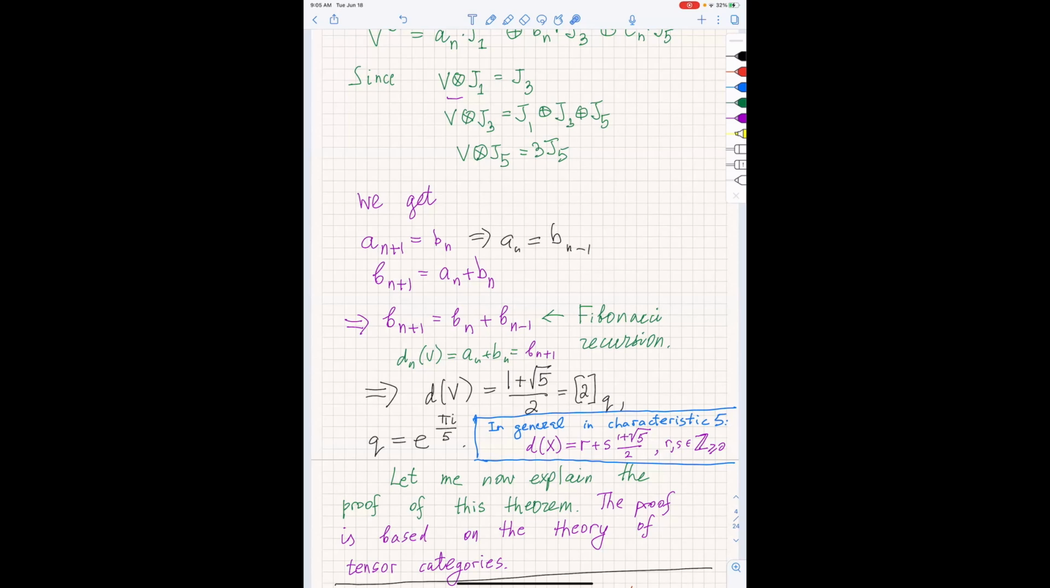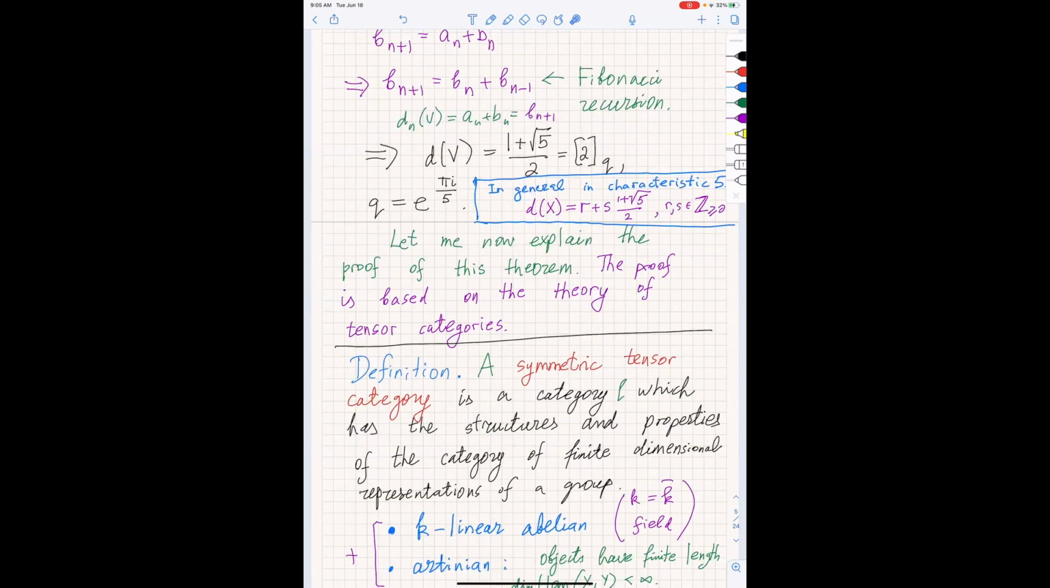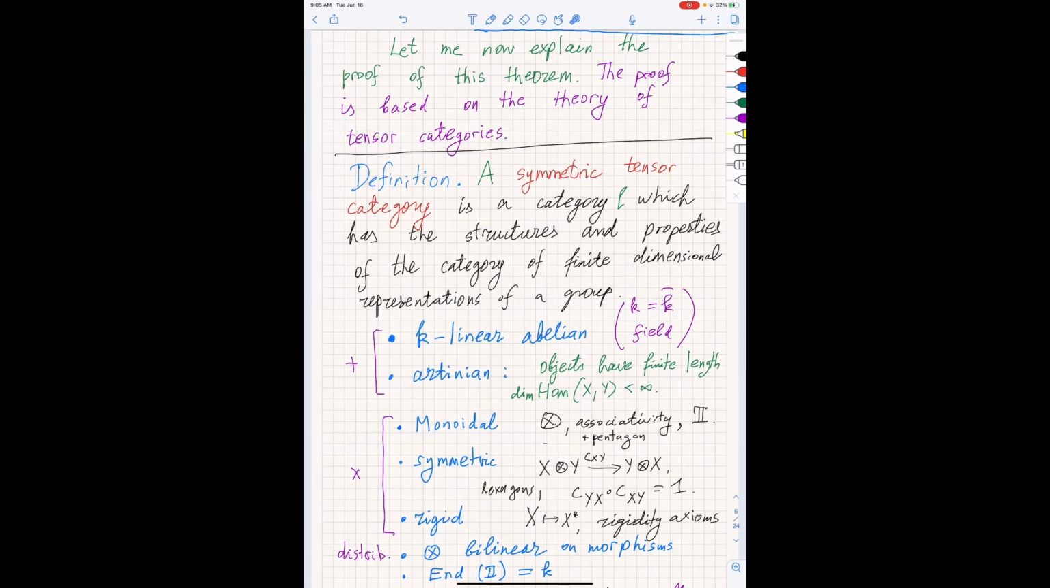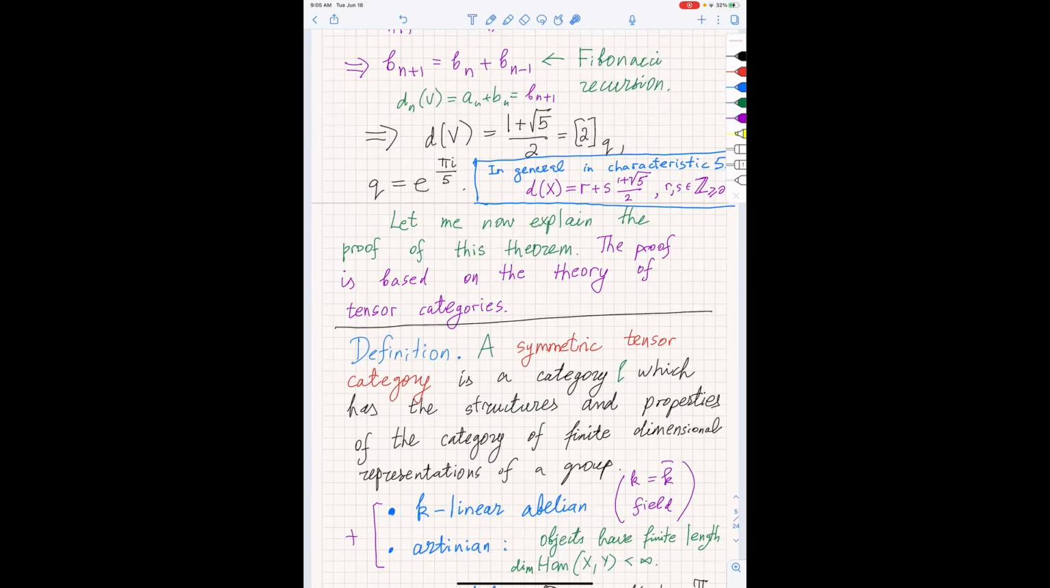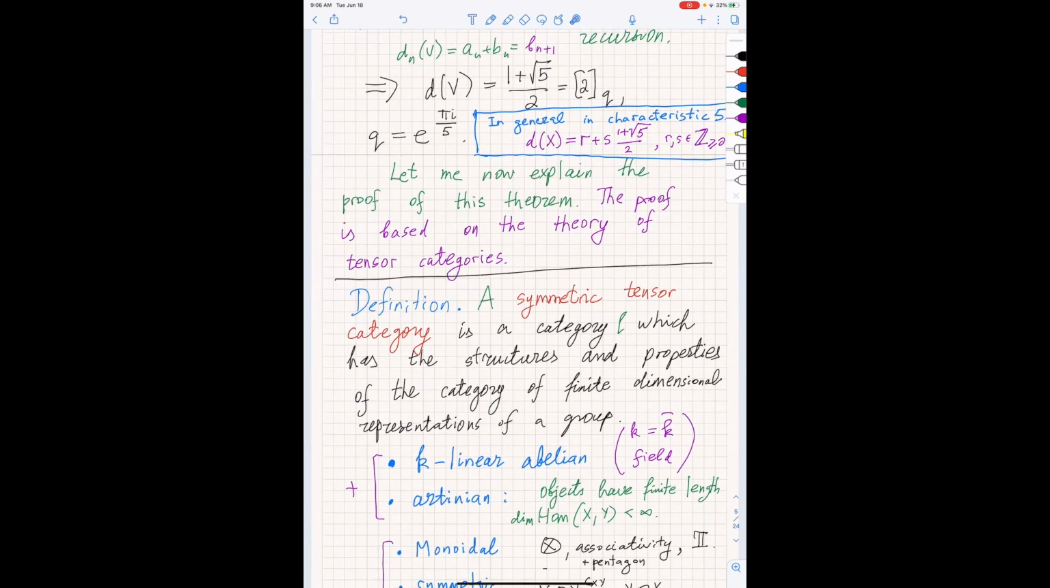All right. Okay, so let me explain the proof or ideas of the proof. And for this, I need to recall the notion of a symmetric tensor category. So it's a category which has the structures and properties of a category of finite dimensional representations of a group. So let me just review these properties. So first of all, it needs to be K-linear abelian over some field K, which I'm going to assume algebraically closed. Then it needs to be Artinian, which means that objects have finite length and Hom spaces are finite dimensional. But actually, this condition is going to be superfluous if we make some assumptions below, it will follow from the others.